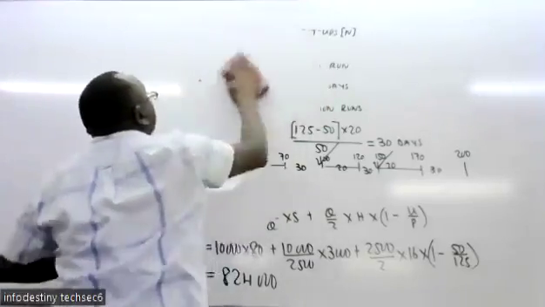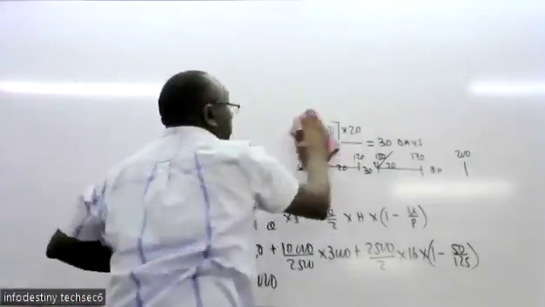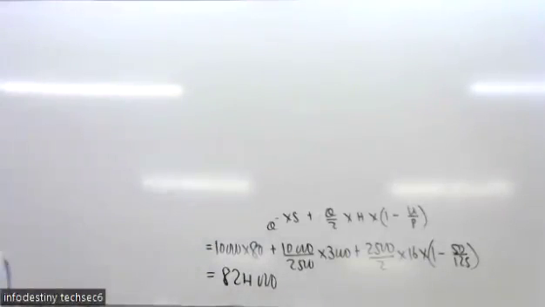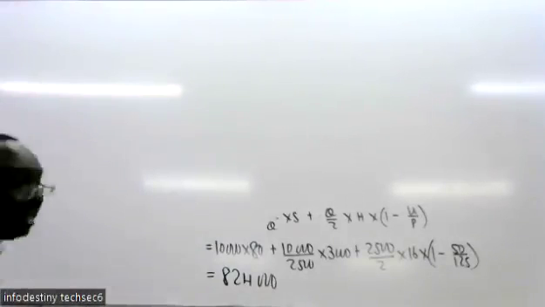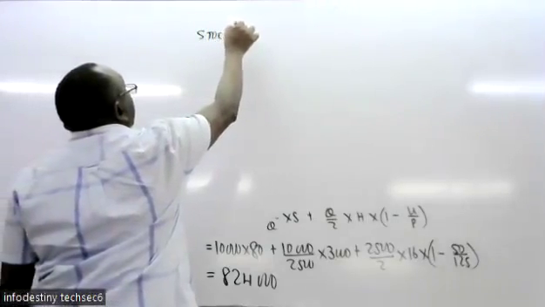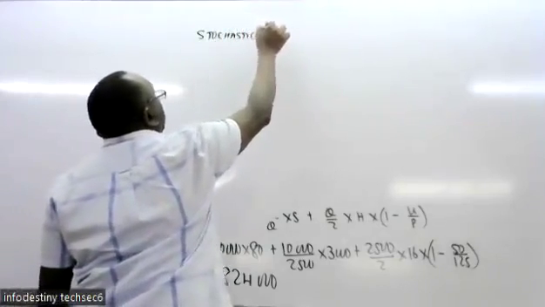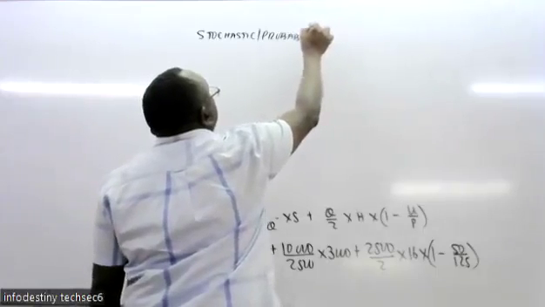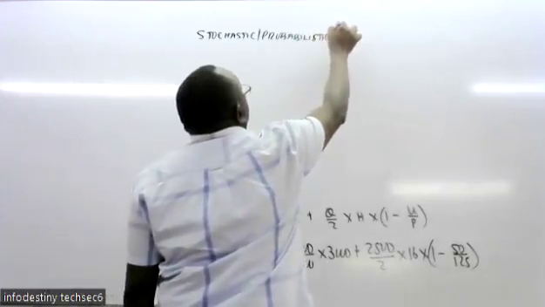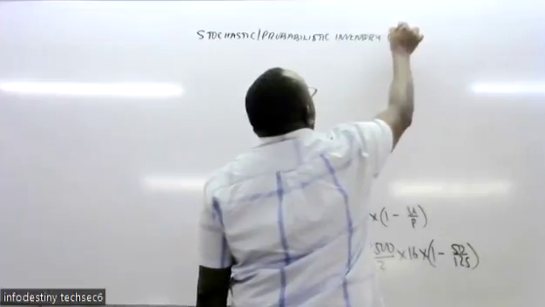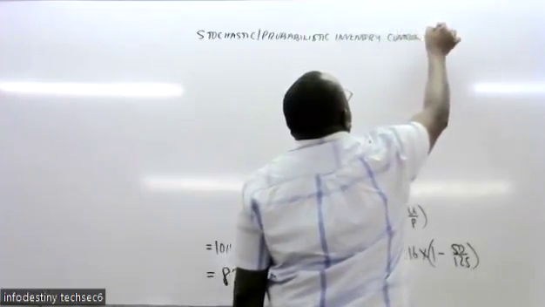we now discuss what the course outline is calling stochastic inventory models. Stochastic. Some people will call them probabilistic inventory control models.